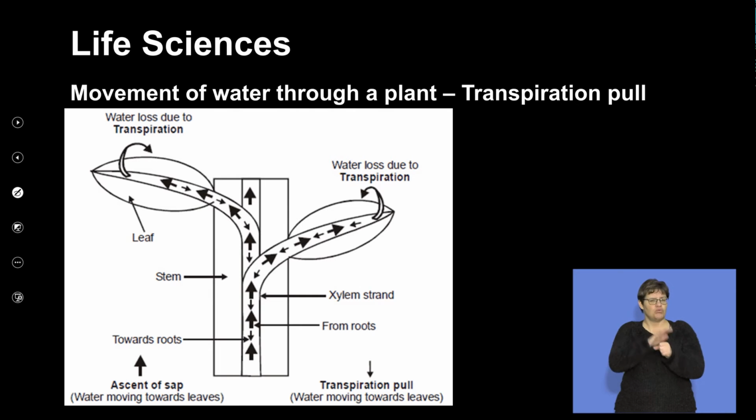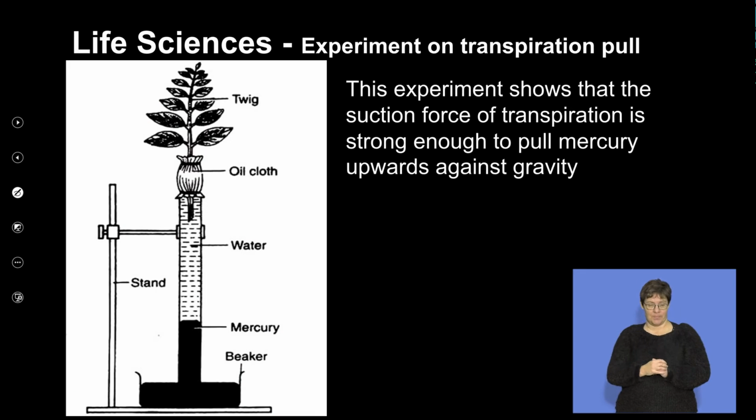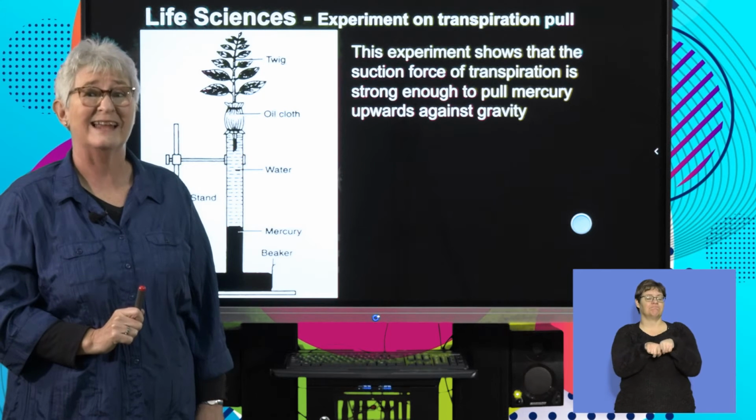So this diagram illustrates water moving upwards, and remember it's been pushed up by root pressure, and then it goes into the leaves, and as it moves out in transpiration, the water already in the leaves is sucked up. And they've actually proved by experiments that this does happen.